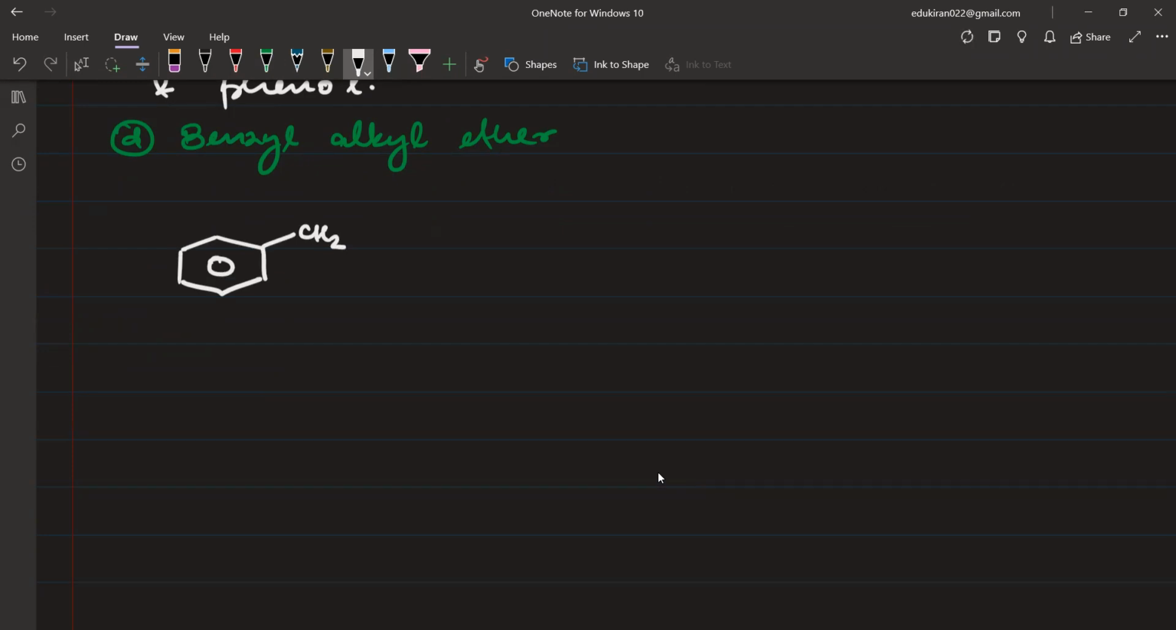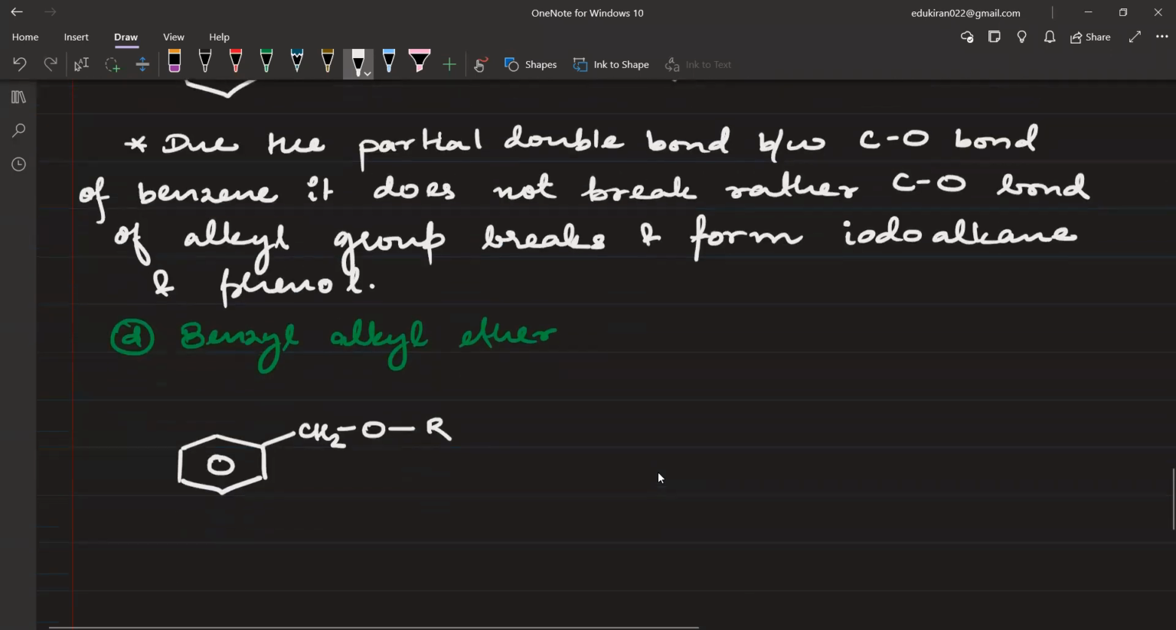Because benzene's old name was phene, okay? So the naming feature comes from there. Benzyl is benzene ring with CH2 group. Benzene ring with CH2 group. It has oxygen atom. This part.